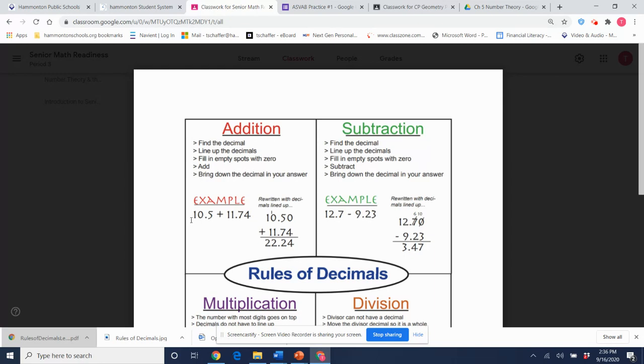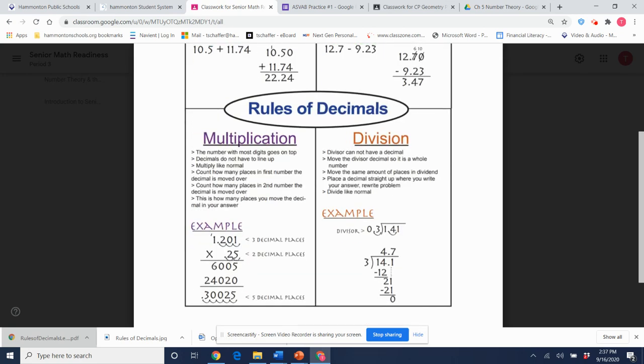So here are my two numbers, right? 10.5 and 11.74. I would add them up, and then I would have to add this extra zero right here on that 10.5. Then I would just add and bring down my decimal. It's the same way if I was doing subtraction. 12.7 minus 9.23, you always do big minus small, right? I would go ahead and line that up. I would have to add that extra zero onto 12.7 and then go ahead and do my subtraction. So addition and subtraction should be pretty easy.